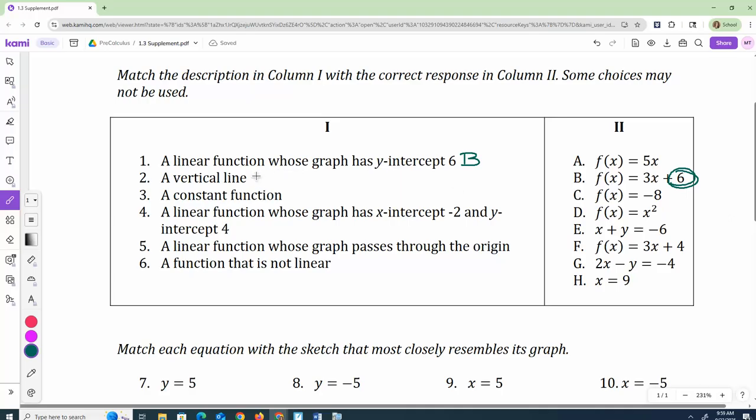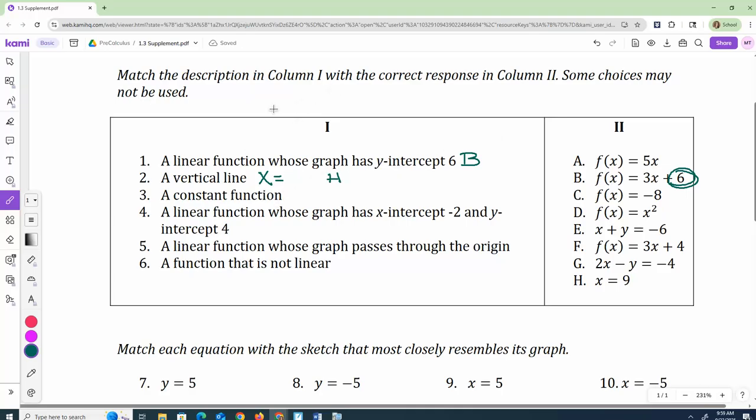A vertical line. What's the equation of a vertical line look like? Yeah, if it's x equals a number, that's vertical. Right, if it's y equals a number, it's horizontal. So we need just x equals a number. So that is h.